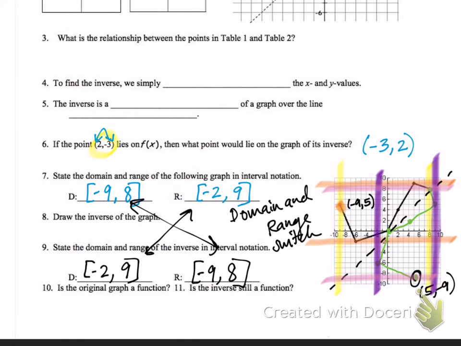If it were the domain, it's the x's, now becomes the y's. So now becomes the range. The range were the y's. When you switch it, it now becomes the x's. So that also makes sense.